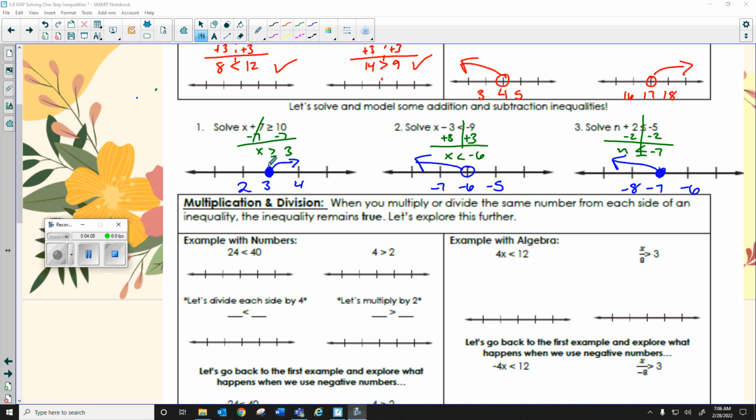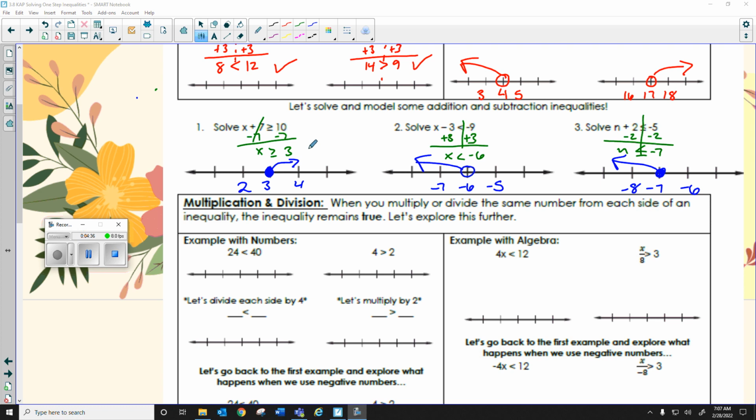All right, so on number 1, we should have gotten x is greater than or equal to 3. So it's a filled in dot, and it's going towards the 4 or any numbers bigger. Number 2, you should have gotten x is less than negative 6, open circle towards the left. Remember, less is on the left. And then for 3, we have a closed dot. N is less than or equal to negative 7. So closed dot, and we want all the numbers less than.